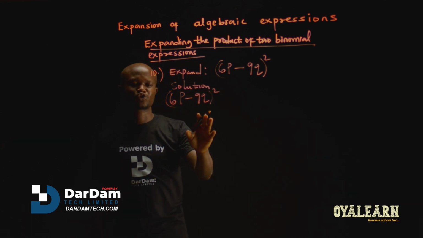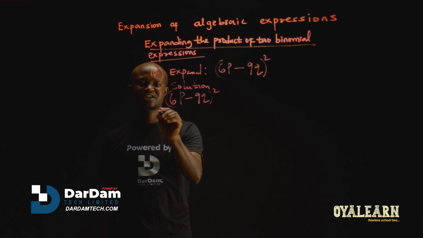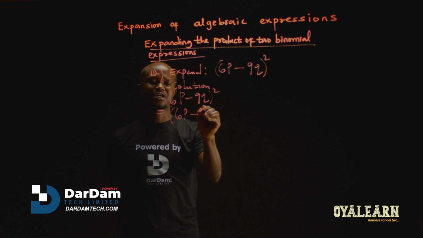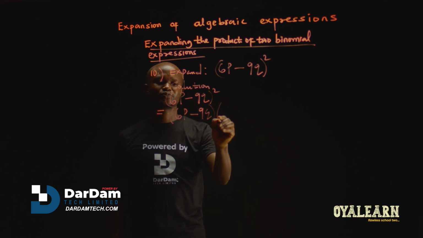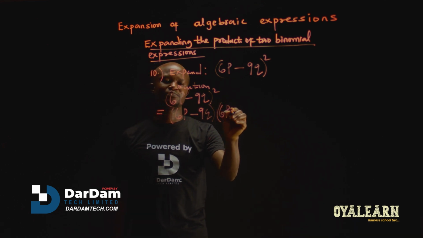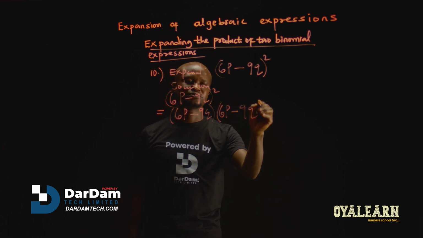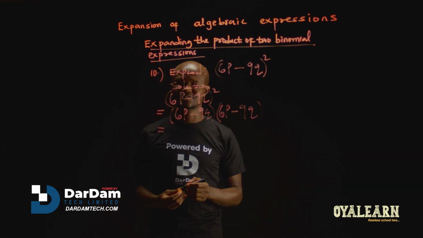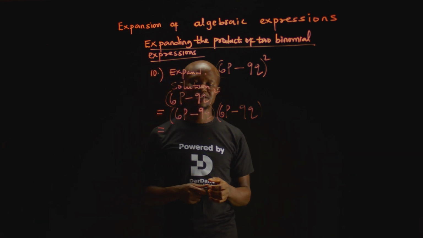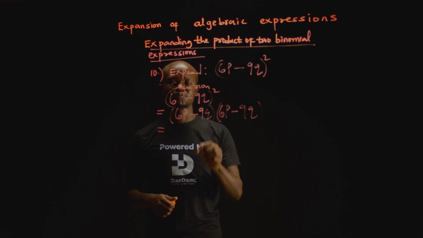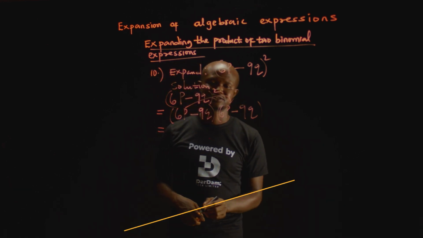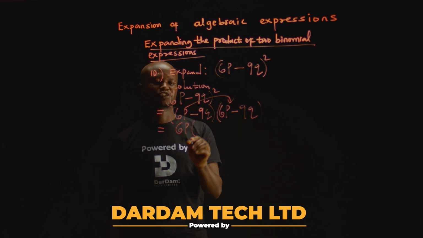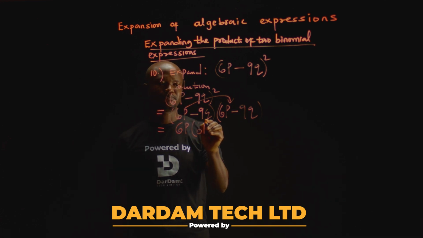Now, this is a perfect square, hence we can express this as (6p - 9q) into bracket, that same (6p - 9q). Now, the next thing is to use the first term in the first binomial expression to multiply the whole of the second binomial expression. So we have 6p multiplying (6p - 9q).